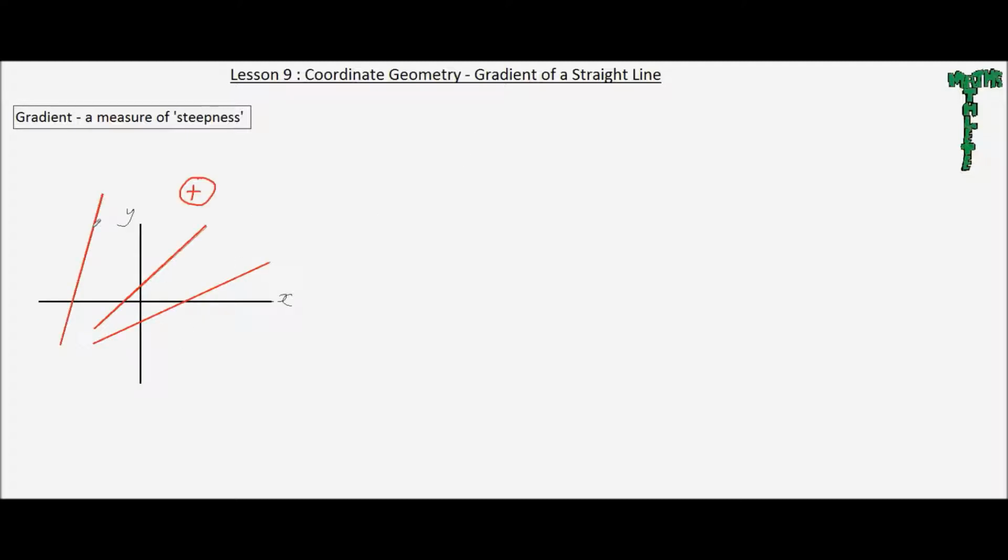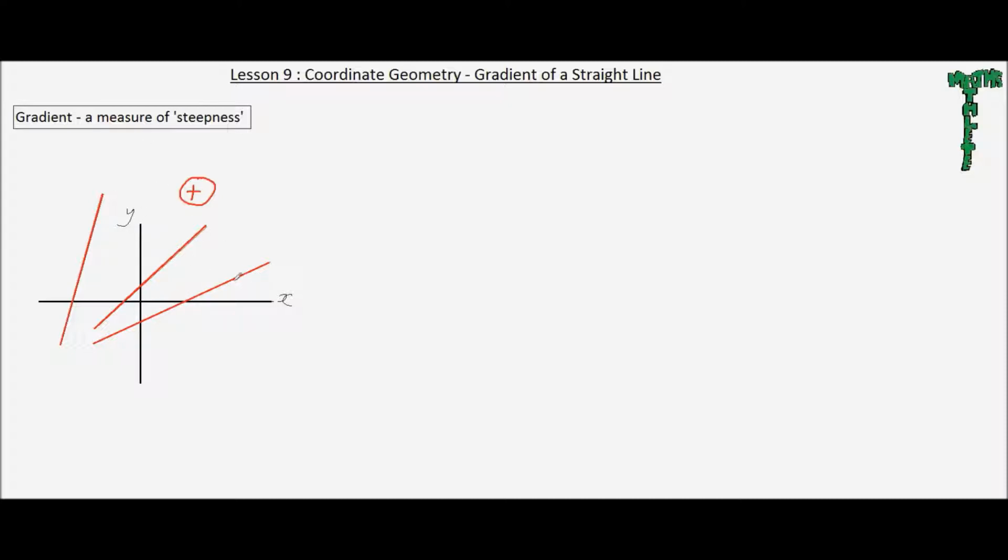So here we have three positive gradient lines. All these lines have positive gradients because they travel from the left to the right. You can tell whether a line has a positive or negative gradient by looking from the bottom left to the top right. And so all these lines have a positive gradient. The only difference between them is the steepness.